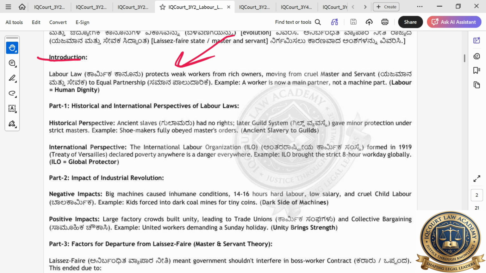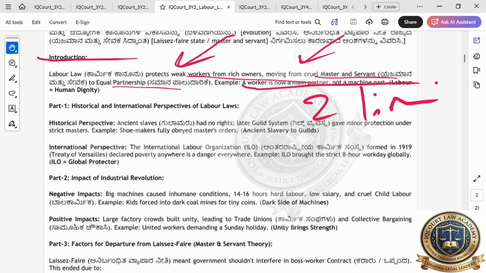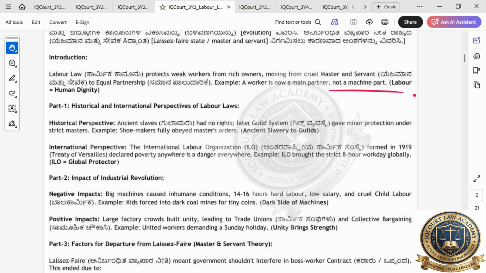Labor law protects the introduction. Labor law protects the weak workers from rich owners, moving from cruel master-slave to equal partnership. Very simplified, with only a 1-line explanation. Worker, this is sufficient for you to clear the exam. Worker is a main partner, not a mission part.